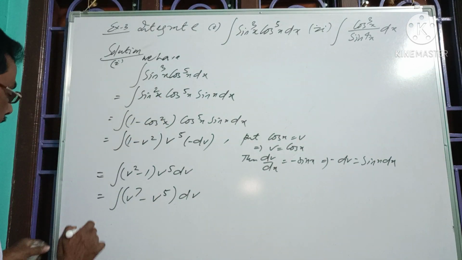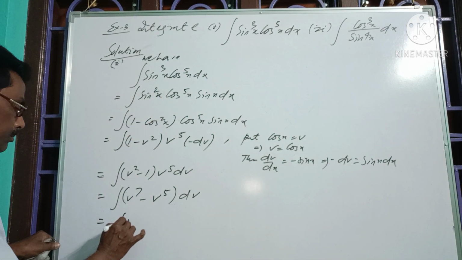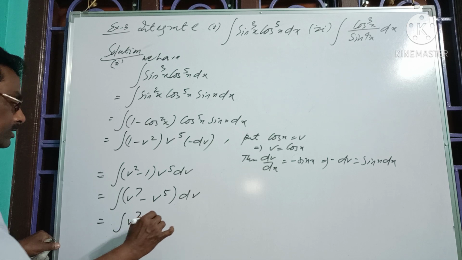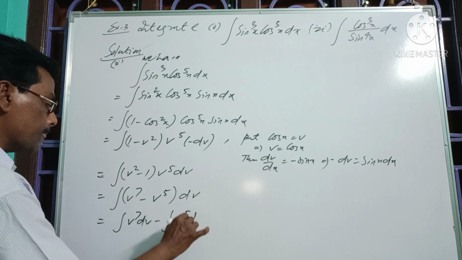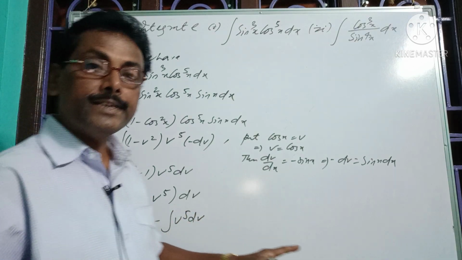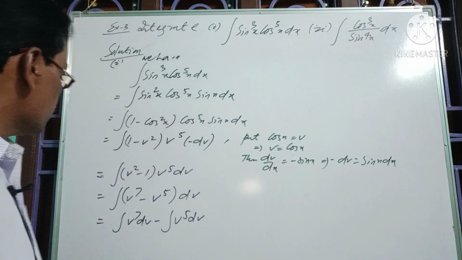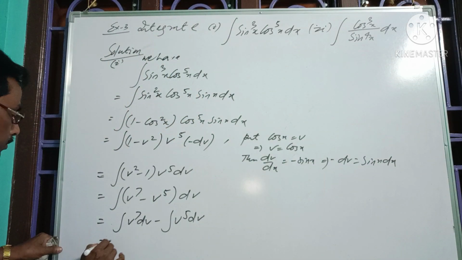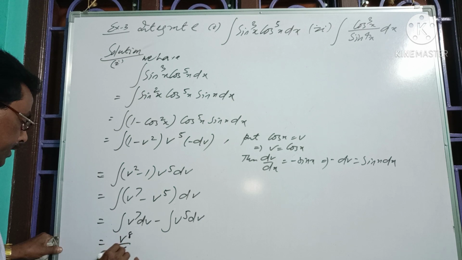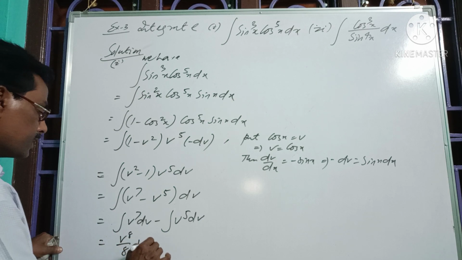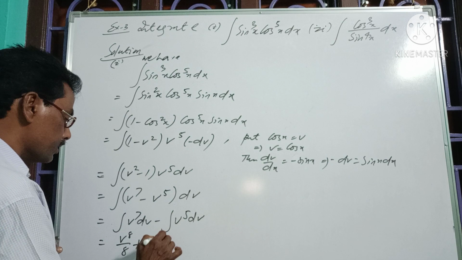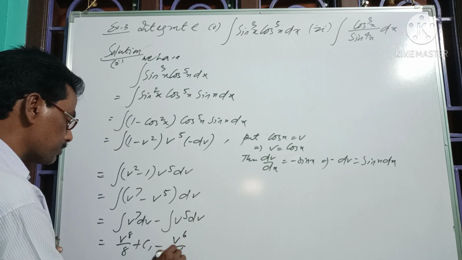So now applying algebra of integrals, it will give us integration of v to the power 7 dv minus integration of v to the power 5 dv. Both the integrands are easily integrable. So now integrating, we have v to the power 8 by 8 plus c1, the constant of integration. Again, integration of v to the 5 will give us v to the power 6 by 6 plus c2 as constant of integration.